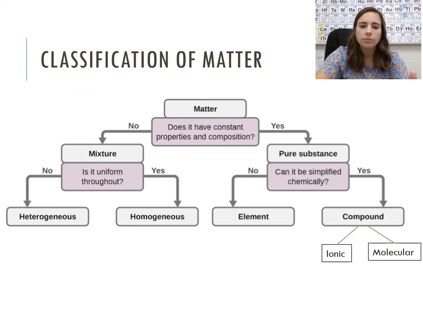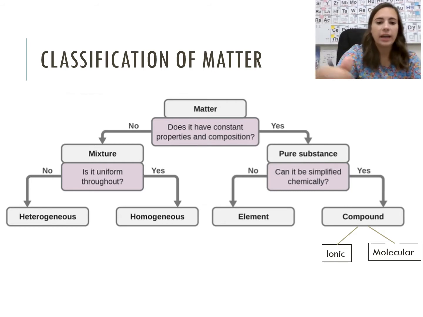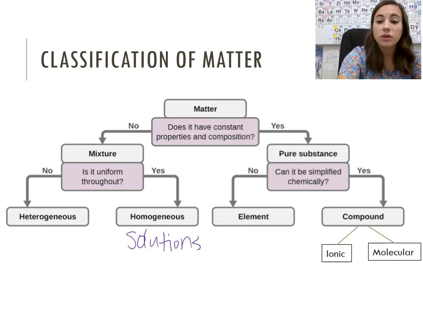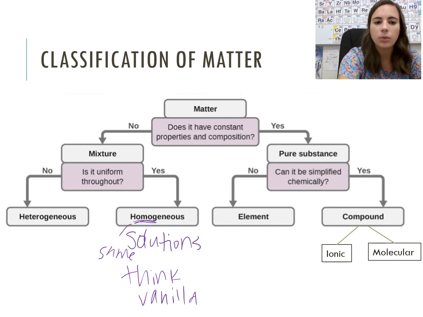Quickly, if we don't have constant proportions or constant composition, we call that a mixture. Mixtures can either be uniform throughout, meaning they're exactly the same all the way through. Those are things like our solutions, for example. All right, those are called homogeneous because homo means same, so they're the same throughout. For this, think vanilla ice cream. And then if they're not constant throughout, we call them heterogeneous because hetero means different.